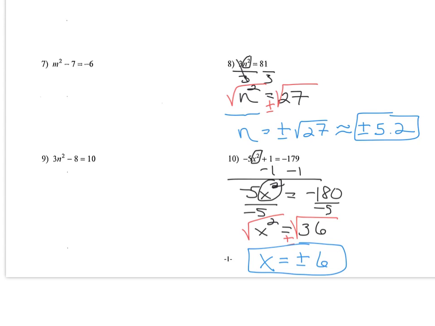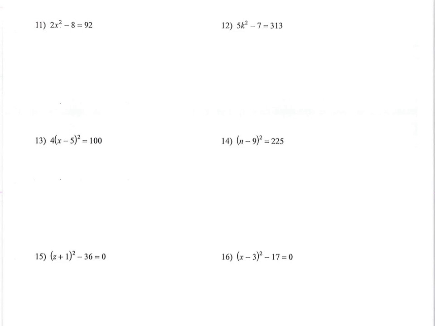Moving over to page 2, I'm going to go through number 14. On 14, a little different from the ones on the front, we now have a quantity that's being squared. So the squared term is already isolated here. We can take the square root of both sides. I'm just going to rewrite this here. Still incorporating my plus or minus on the left-hand side.